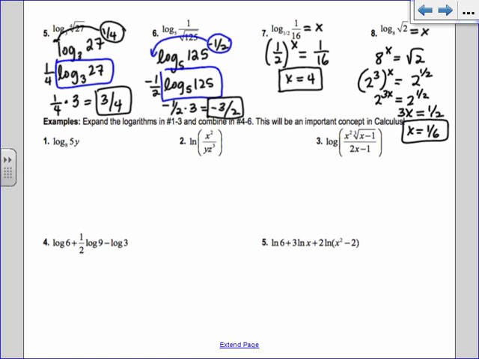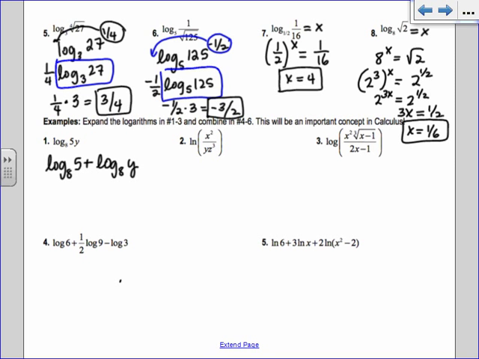So expand the logarithms in numbers 1 through 3 and combine in 4 to 6. Okay, so if I'm expanding the logarithms, what that means is I'm going to divide it up into as many logarithms as possible. So I'm going to break it apart. So I'm going to have log base 8, and I have 5 times y. Do you guys remember when we have log base something of a times b? It's really log of a plus log of b. That's what we need to do. We need to break it apart. So we're going to break it apart into log base 8 of 5 plus log base 8 of y. And we're going to leave it like that.